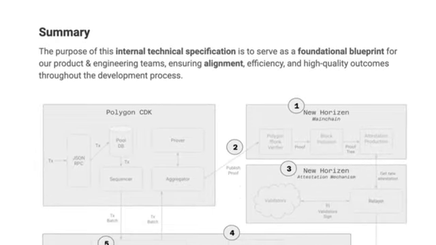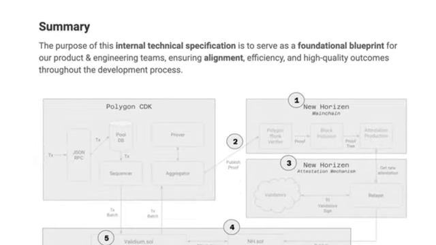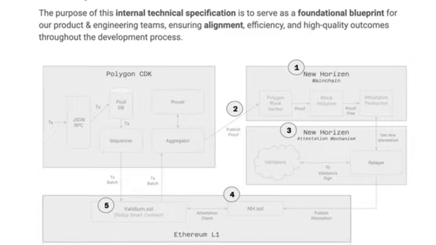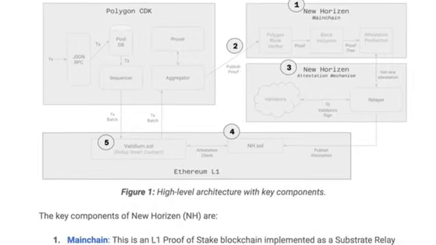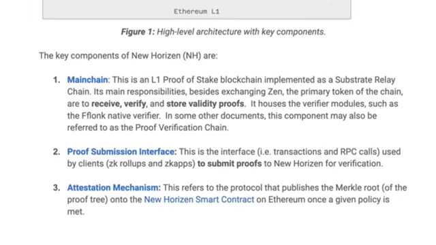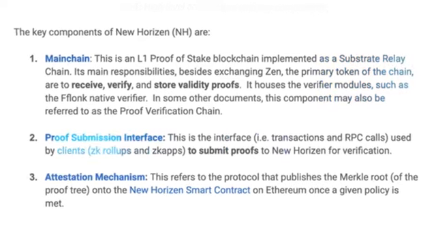You'll find a lot of details describing the protocol, and the purpose of this document is for internal alignment and to act as a foundational blueprint for the project moving forward. So everything from architecture diagrams to descriptions of the components. The core of the New Horizon protocol is made up of the main chain and the proof submission interface.